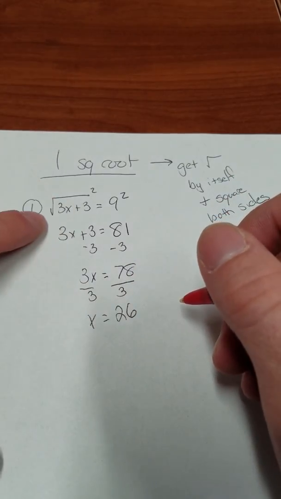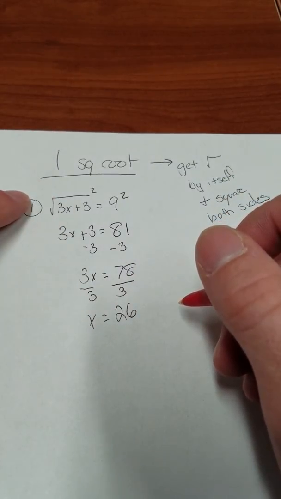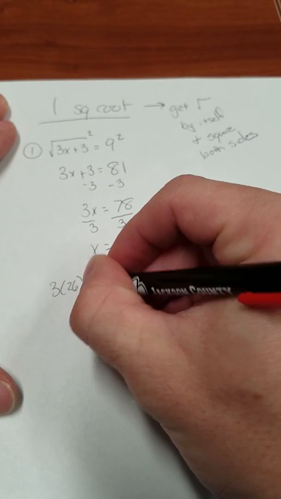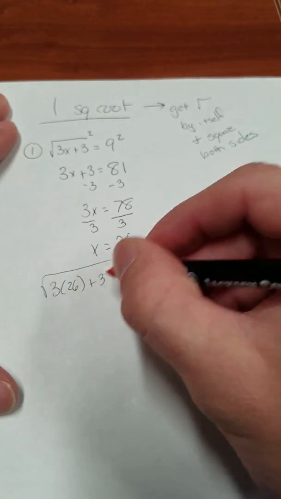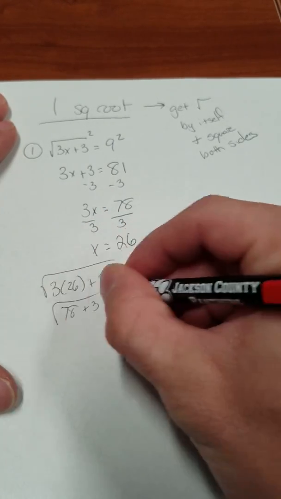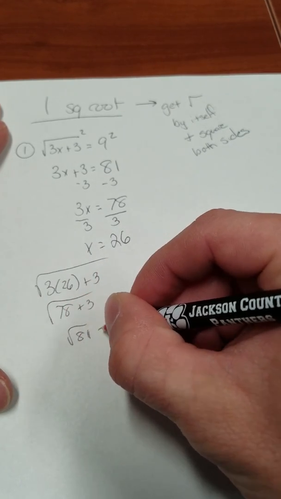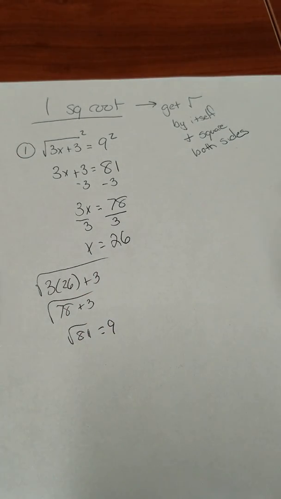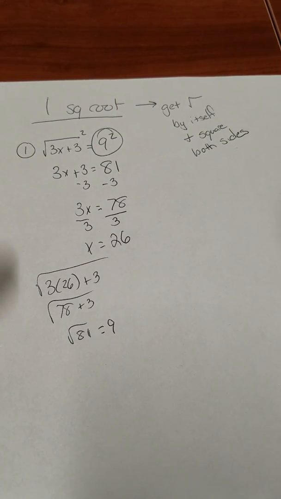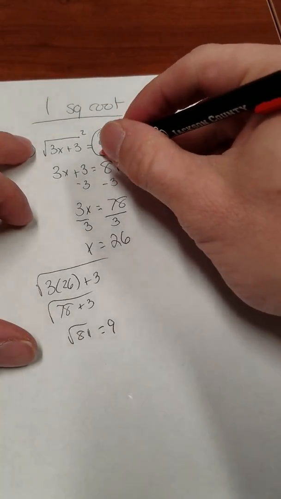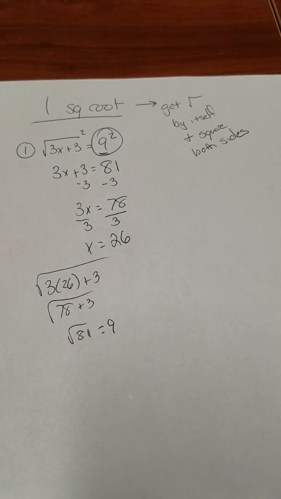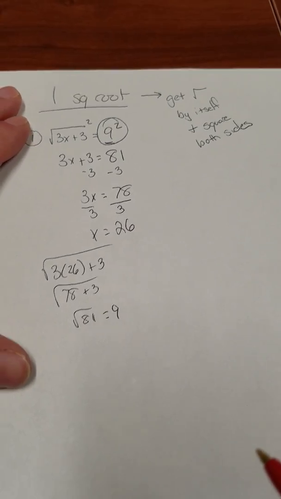Only thing with this is you need to make sure you plug it back in to make sure it does work out. So 3 times 26 plus 3. 3 times 26 is 78 plus 3, so square root of 81 equals 9. Life's good. The only thing you need to make sure of is this thing on the outside right there is not negative, okay? If this piece is negative, we have a square root equals a negative number, it's going to be no solution. So please make sure that you're solving that correctly.